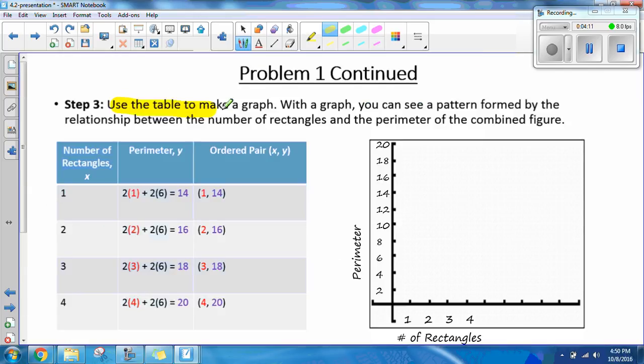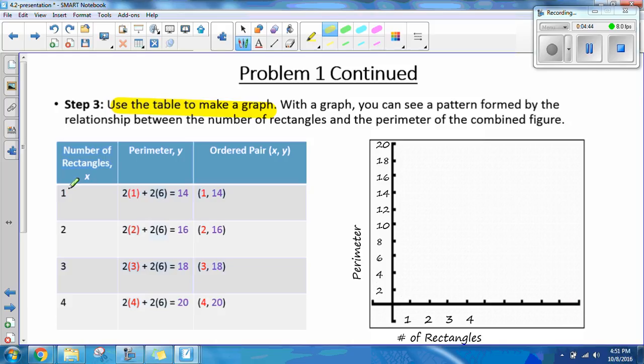Next, we can use a table to make a graph. With a graph, you can see a pattern formed by the relationship between the number of rectangles and the perimeter of the combined figure. First, we need to label our graph. I labeled the vertical axis as perimeter because the perimeter, represented by y, is dependent on the number of rectangles. Since the number of rectangles is independent, we put that on the horizontal axis.